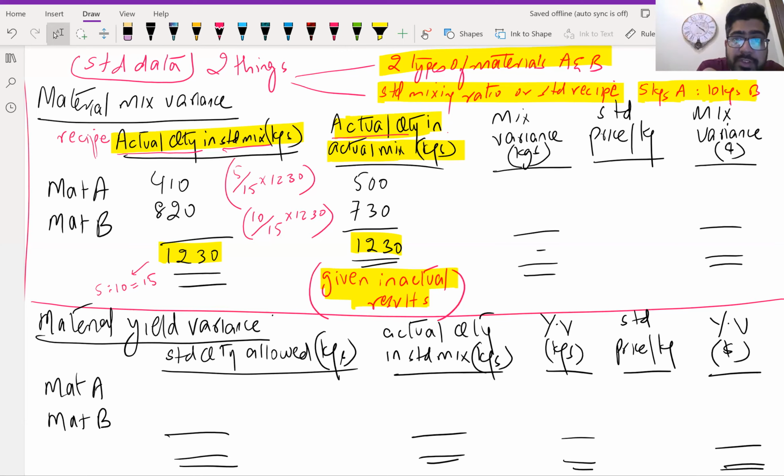Now, actual quantity in standard mix for A is 410. Remember, standard mix is the recipe. So actual quantity in standard mix as per recipe is 410. And actual quantity in actual mix, what we have input, is 500. You have input more. So the variance is 90 adverse, because the recipe stated 410, you input 500. So you input more, 90 adverse. Okay.